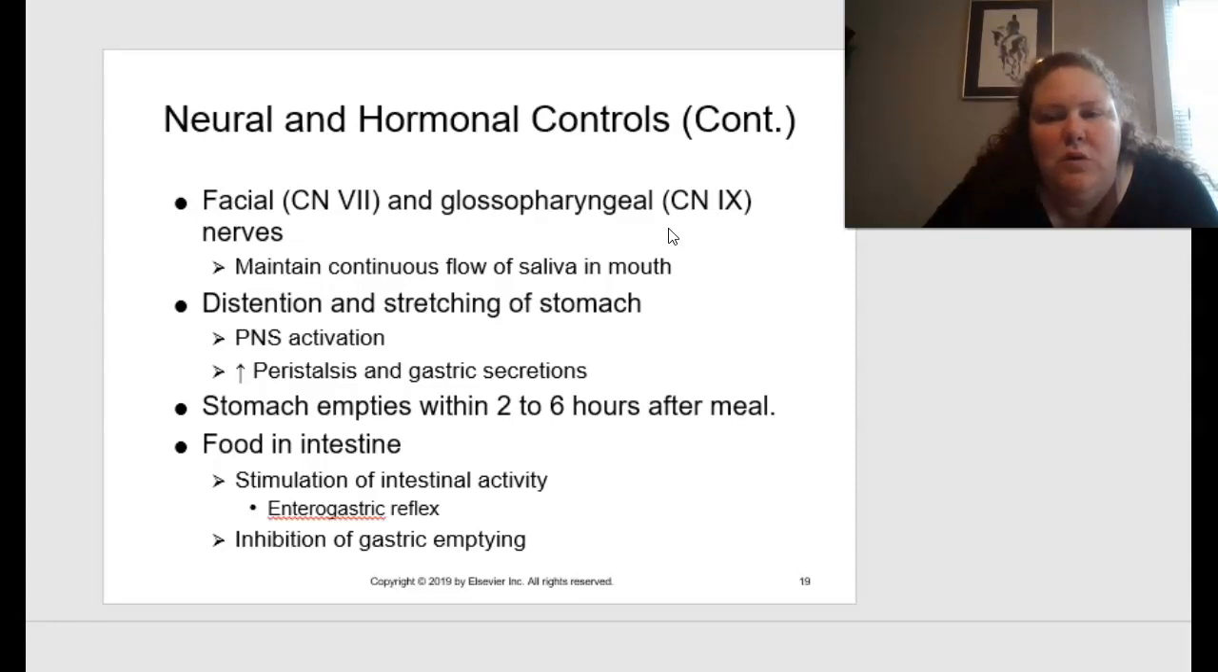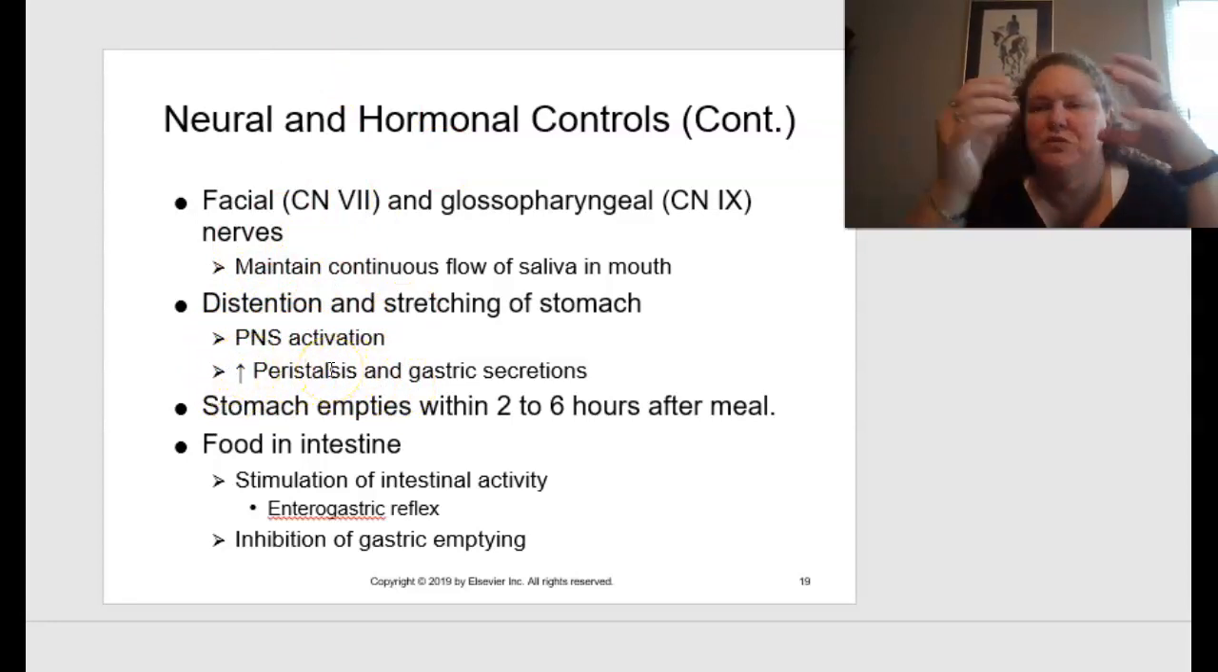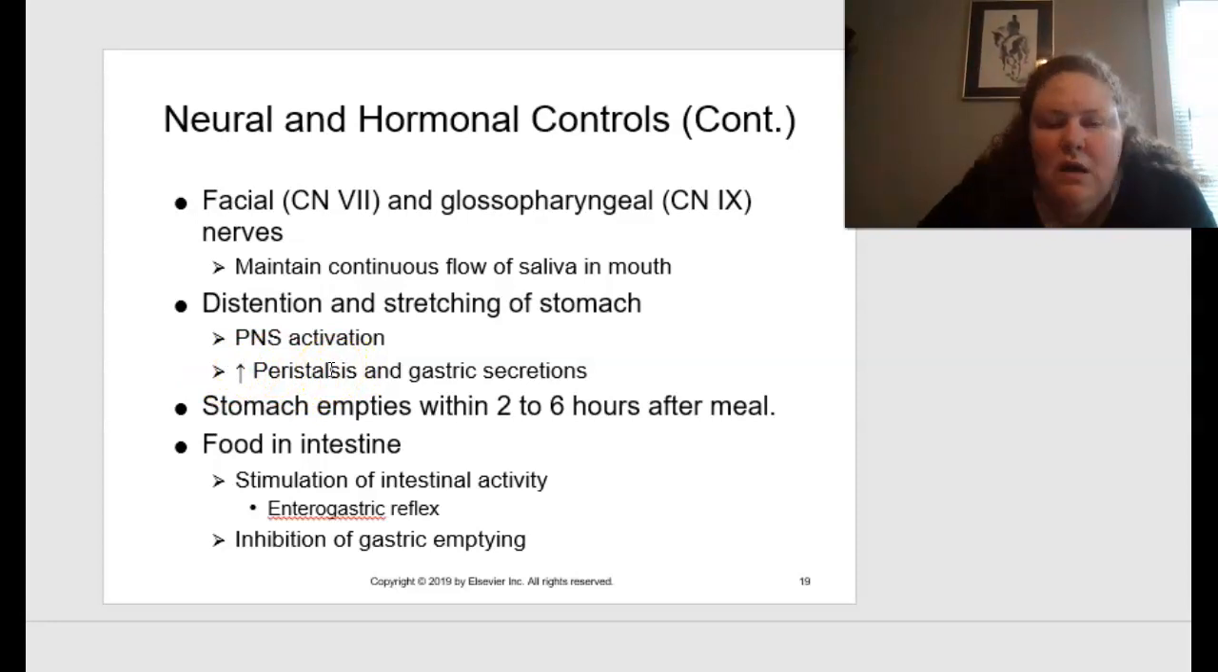Okay, neuronal and hormonal controls continued. We also have the facial cranial nerve 7 and the glossopharyngeal, which is cranial nerve 9, and these nerves are going to maintain the continuous flow of saliva or spit in your mouth. You also have distension and stretching of the stomach. Like on Thanksgiving Day or Christmas Day, when you eat so much and really stretch out the stomach, this is going to activate the PNS. And this is going to increase peristalsis, which is just the rhythmic pulsing or movement of the food through the system, and also gastric secretion.